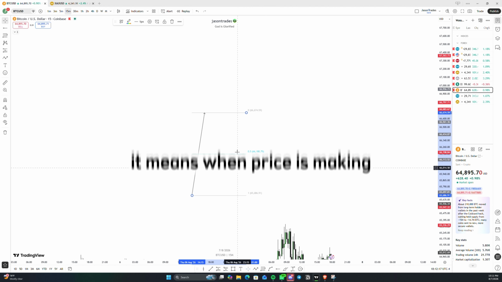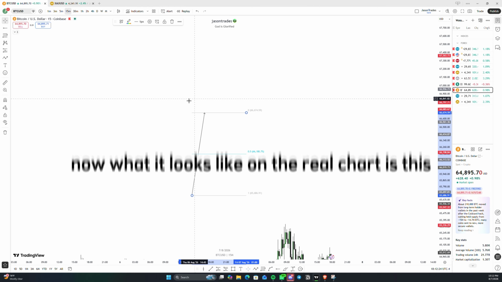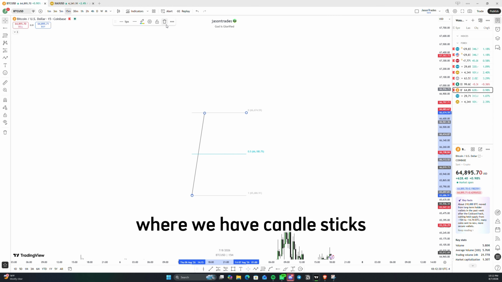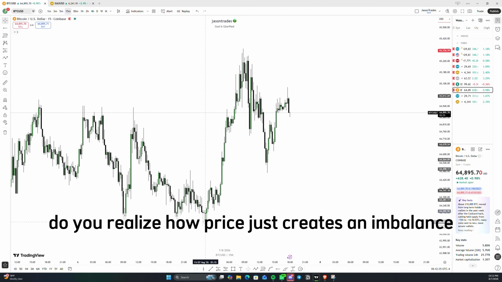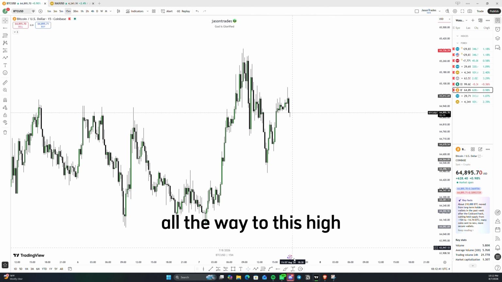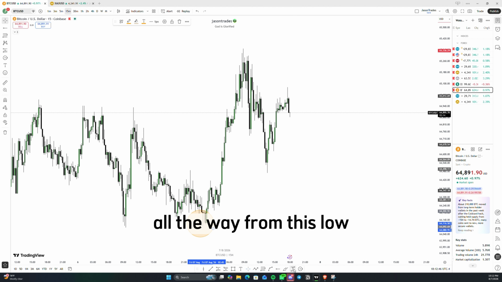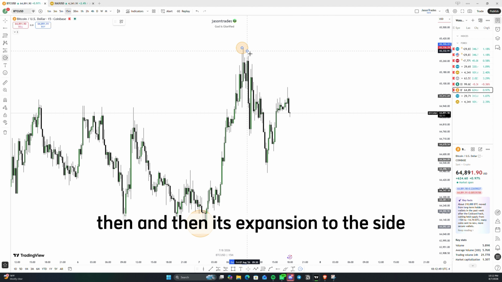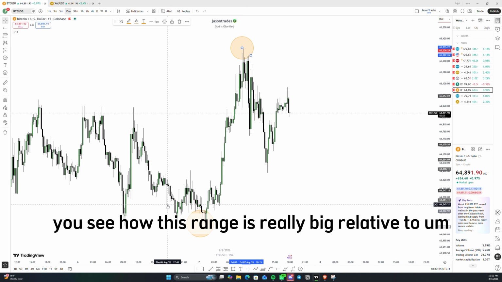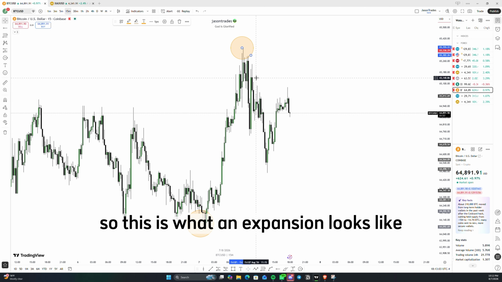So if we get that definition, it means price is making a sharp move from a point of balance into a point of imbalance. Now let's go to the actual chart where we have candlesticks. Do you realize how price just creates an imbalance? It has a sharp move from this particular low all the way to this high. You can see how price is expanding from this low, then ending its expansion. You see how this range is really big relative to other price points. So this is what an expansion looks like.